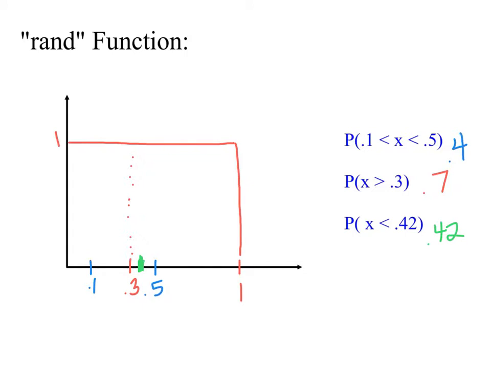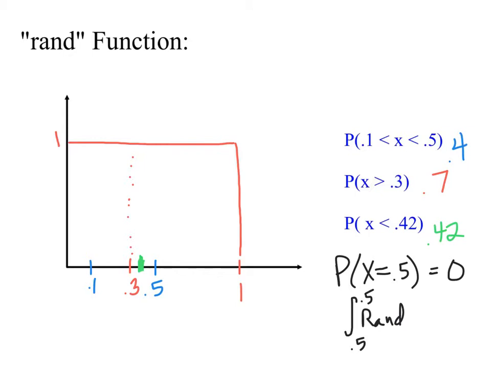Now, the final question I'm going to ask is, what's the probability that a randomly selected value is equal to 0.5? And the answer is 0. And there are two ways to think about this. The calculus way to think about it is, well, if we're doing an area of this rand function, what's the area between 0.5 and 0.5? Well, there is no area between 0.5 and 0.5. That's the calculus way to think about this.